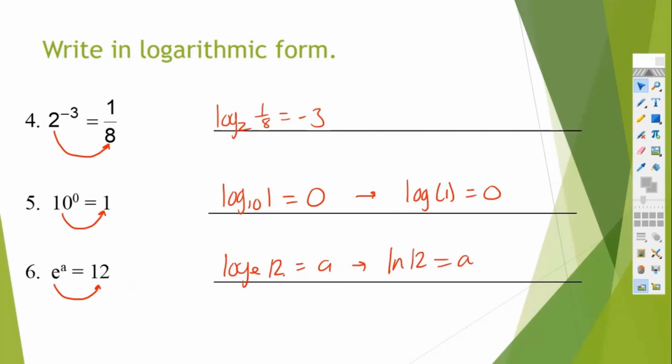Because when you're writing it in log, 12 is your argument. Because 12 isn't my base. My base is E. It's still not, 12 is still my argument. LN is the log. LN is replacing log base E. Okay, so 12 is your argument, not your base. All right, so that's going back and forth between exponential and log form.